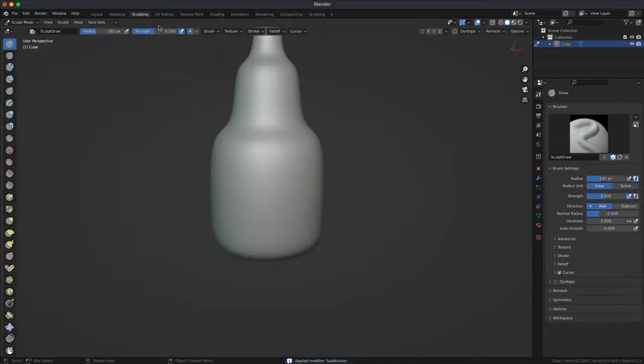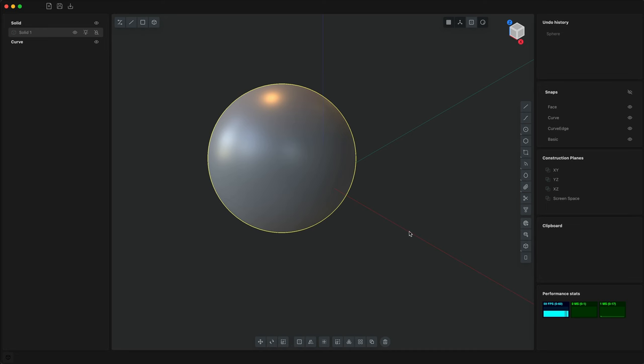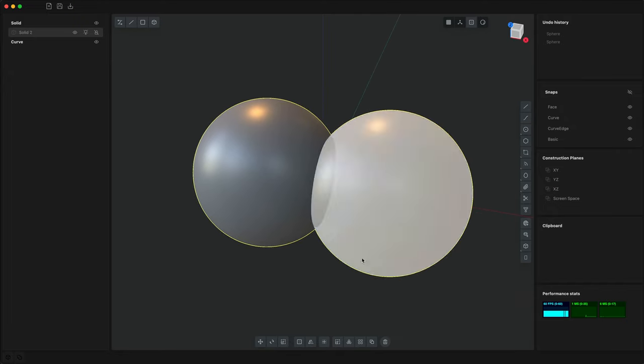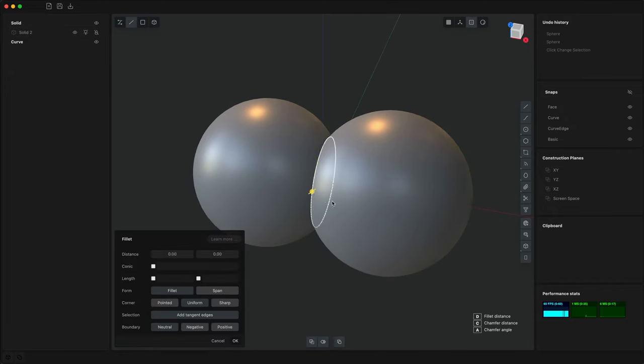And finally, again in polygons, we can use sculpting, which allows us to create a different look, even more organic shapes. So NURBS are quite different. What they're good at is booleans, fillets, and working with curved surfaces.